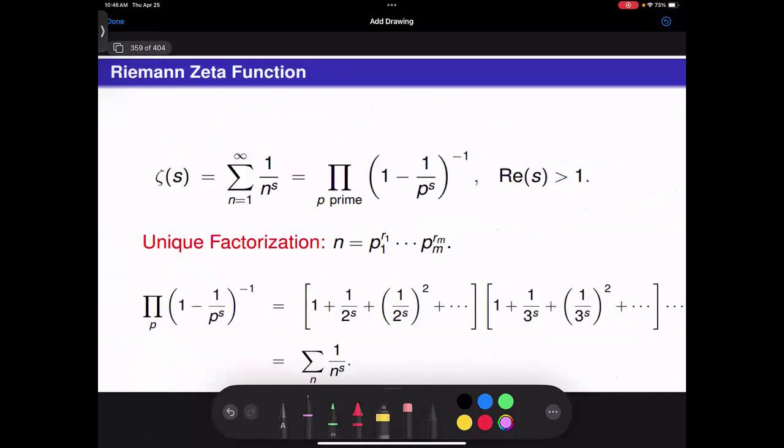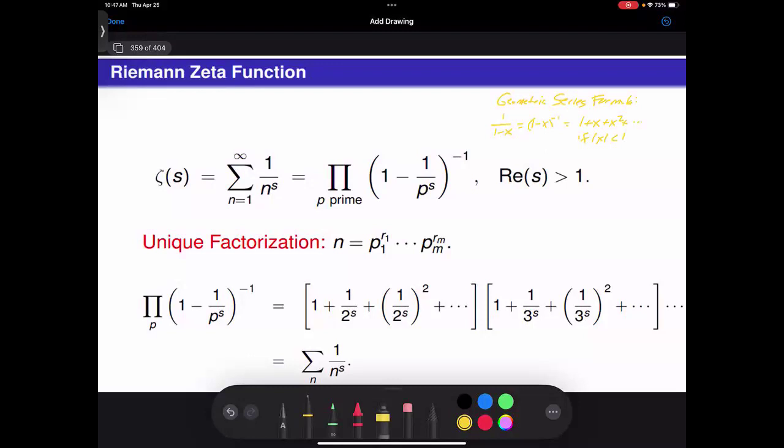All right, so what I want to do now is talk about one of the most important functions in all of mathematics, the Riemann zeta function. It's initially defined as the sum over the integers of 1 over n to the s. And it turns out, using unique factorization and the geometric series formula, which just to quickly recall: 1 over 1 minus x, that's 1 minus x inverse, that's 1 plus x plus x squared plus dot dot dot, if the absolute value of x is less than 1.